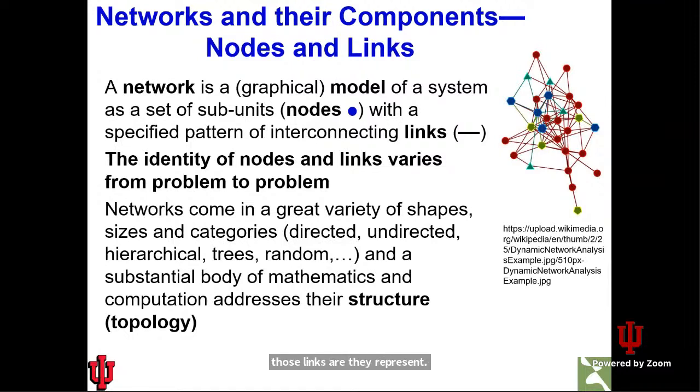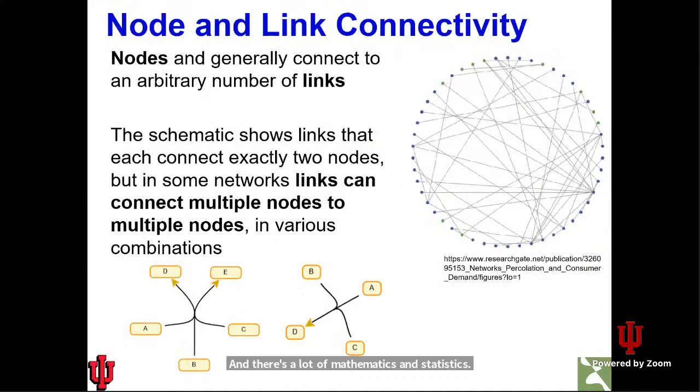Now, those links can be various kinds of things. They could represent somebody coughing on somebody else, which is directed, it's an arrow. They could simply be that two things are physically in contact with each other, which is undirected. They're different architectures. They're trees. We saw evolutionary trees, for example, as examples of networks. They could be hierarchical, they could be random. And there's a lot of mathematics and statistics that talks just about the structure of networks, just about the architecture of networks, their topology. Nodes and links have to have rules about how they interact.